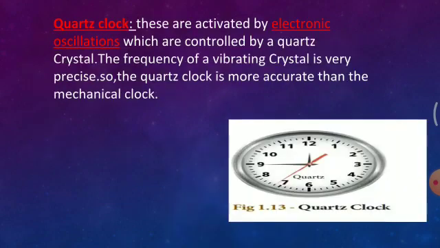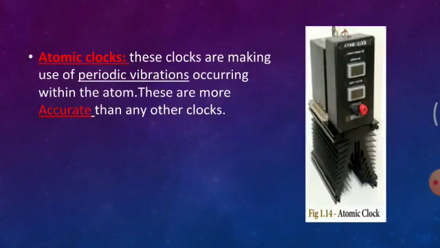Quartz clock. These are activated by electronic oscillations which are controlled by a quartz crystal. The frequency of the vibrating crystal is very precise. So the quartz clock is more accurate than mechanical clocks. Mechanical clocks are nothing but analog clocks. So when compared to those analog clocks, these quartz clocks are more accurate. Then we can see the correct time by using the quartz clocks.